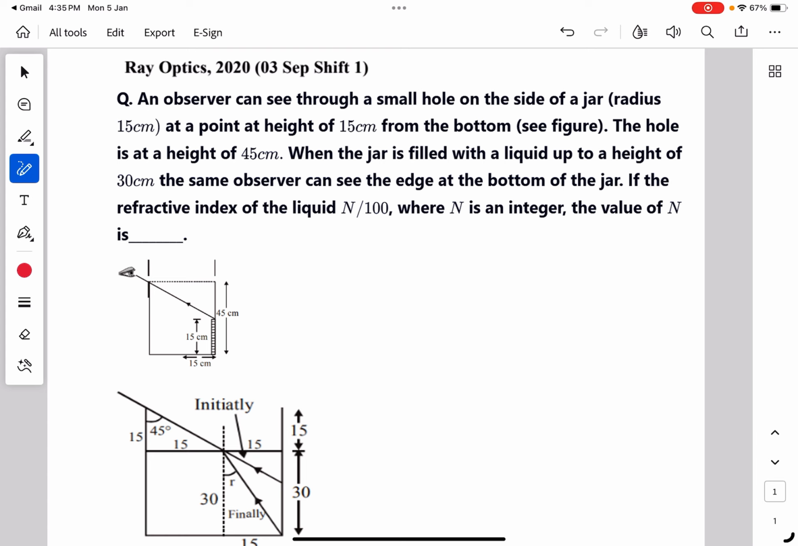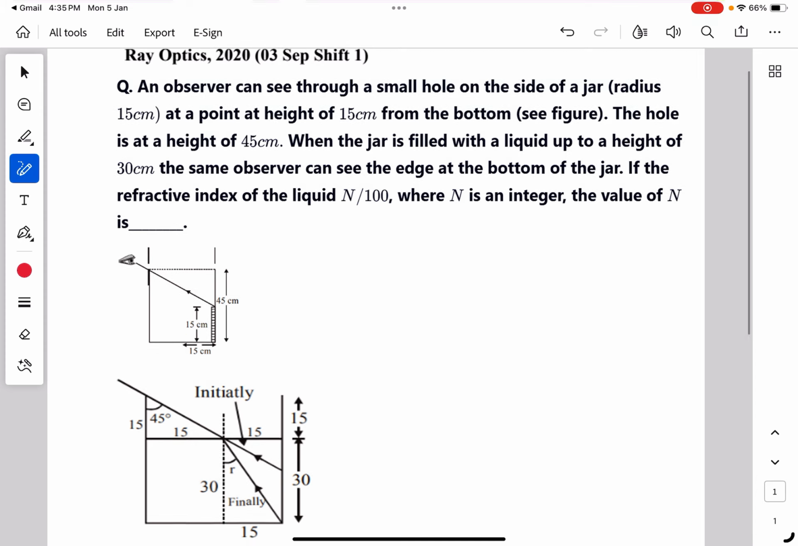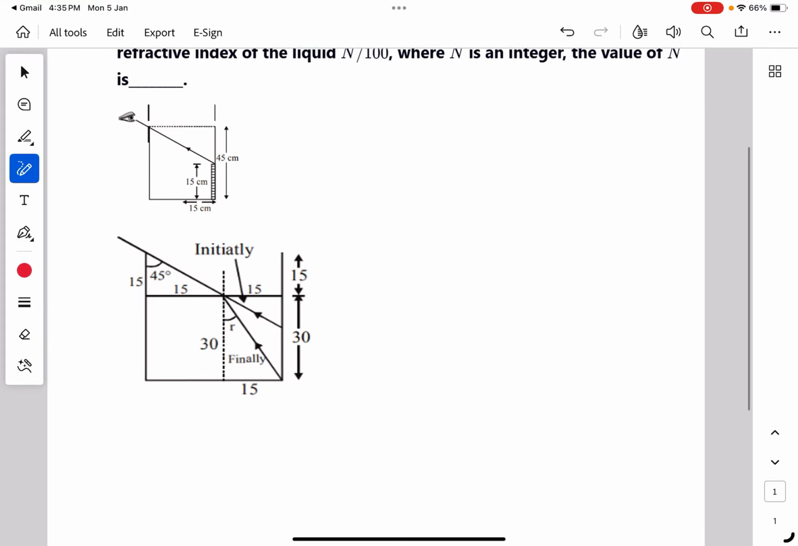When the jar is filled with a liquid up to a height of 30 cm, the same observer can see the edge at the bottom of the jar. If the refractive index of the liquid is n upon 100, find out the value of n. Let's try to understand it.